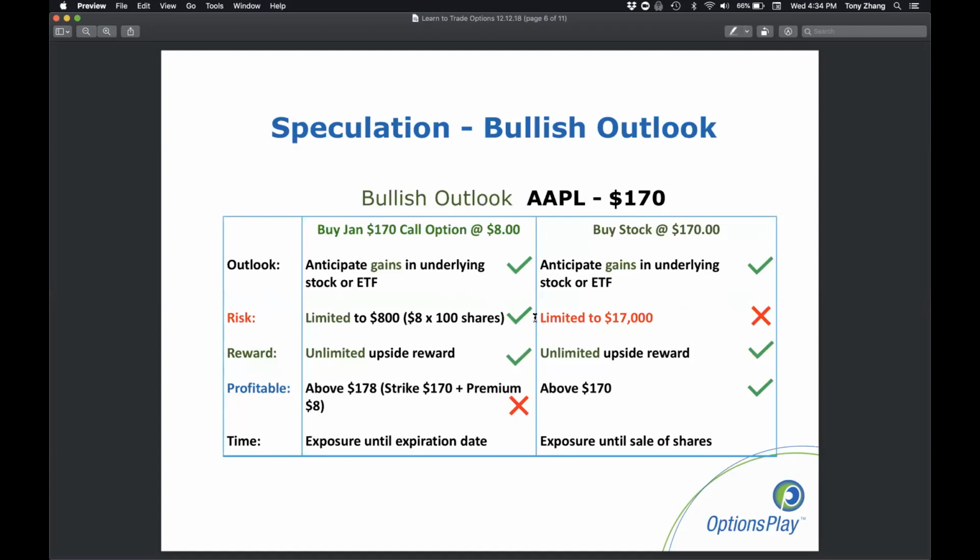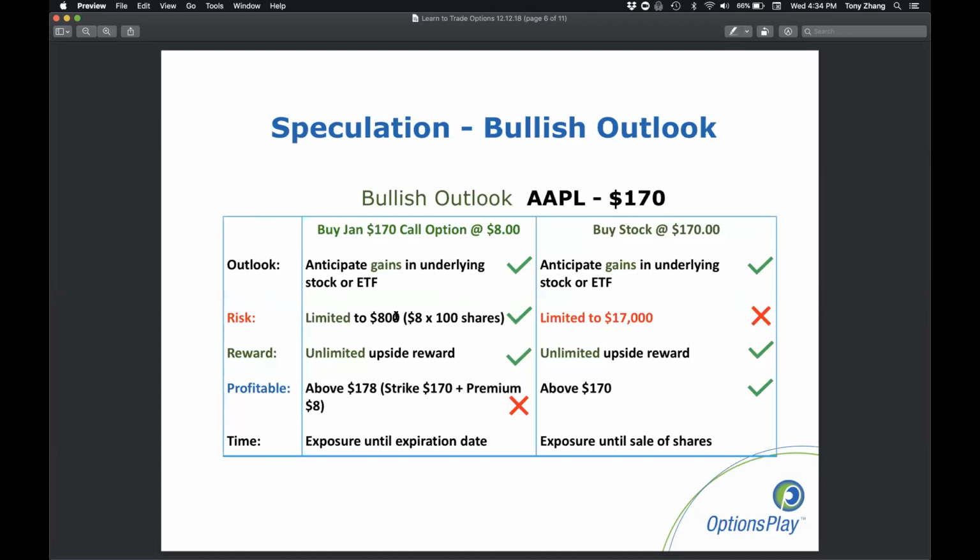When you buy a call option, your risk is limited to what you've paid. So your risk here is only $800. So no matter what happens, even if the stock goes to zero, you can lose no more than $800, because that's what you've paid for that call option.